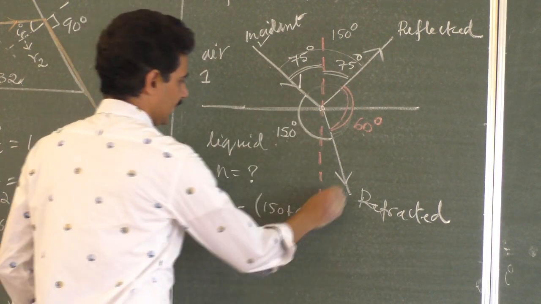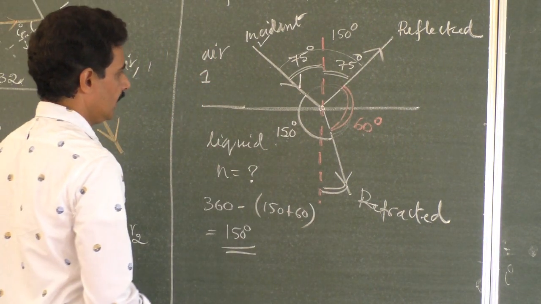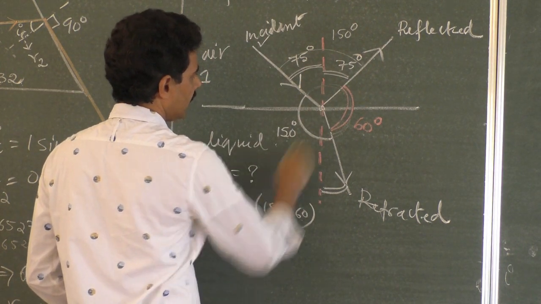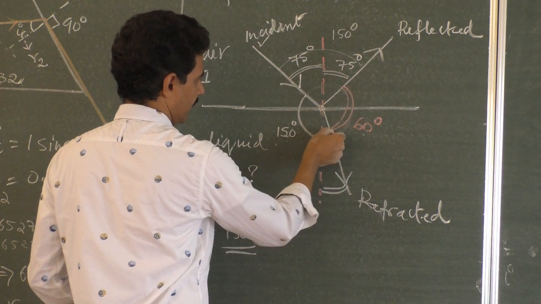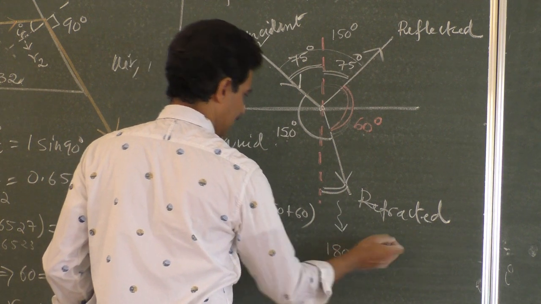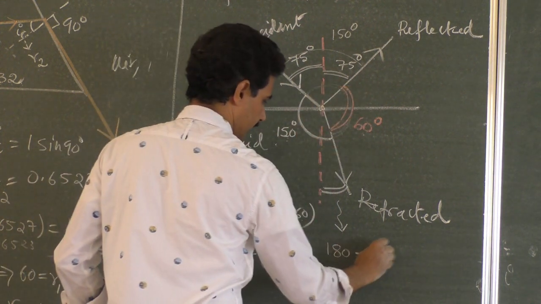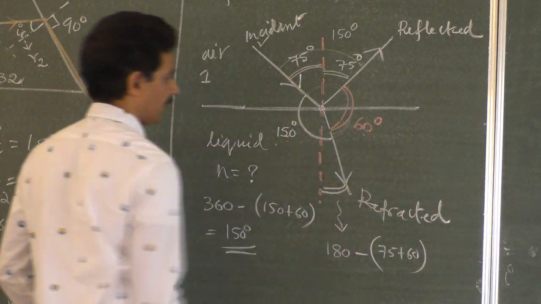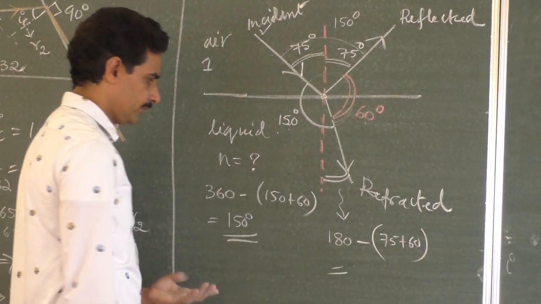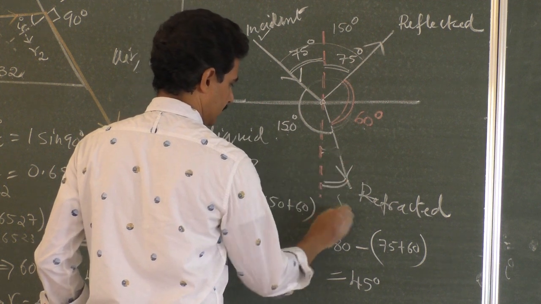Now, what is the angle of refraction here? Is there any way of finding it out? Yes, you can do it, because this pink line here is a straight line, and in a straight line, it should be 180. Already 75 and 60 is covered, that is 135. So this angle is 180 minus (75 plus 60), which is 180 minus 135, so 45 degrees remaining. So this angle of refraction is, I'll write it here, 45 degrees.